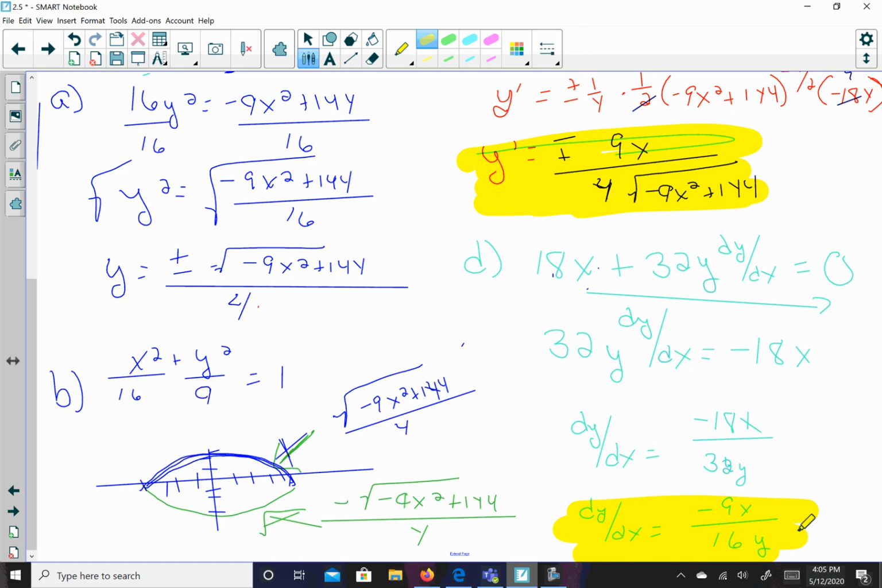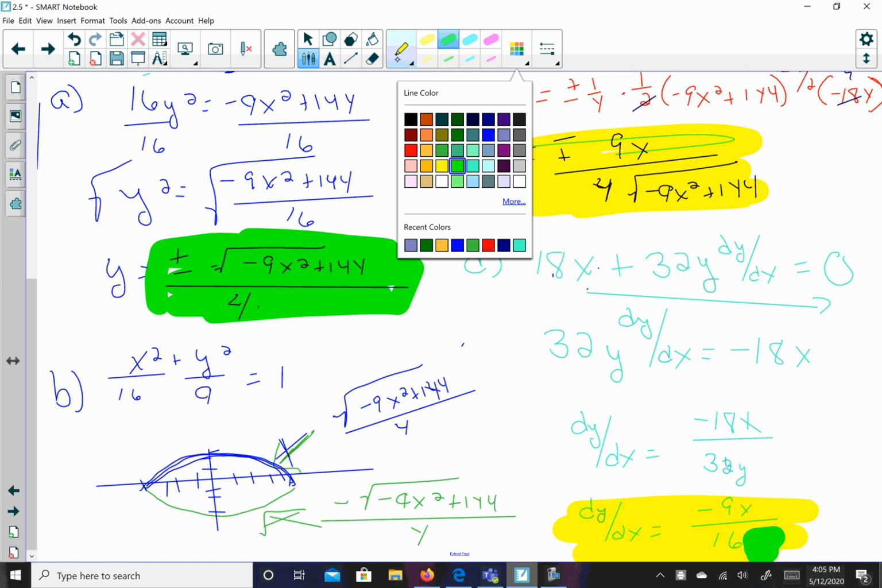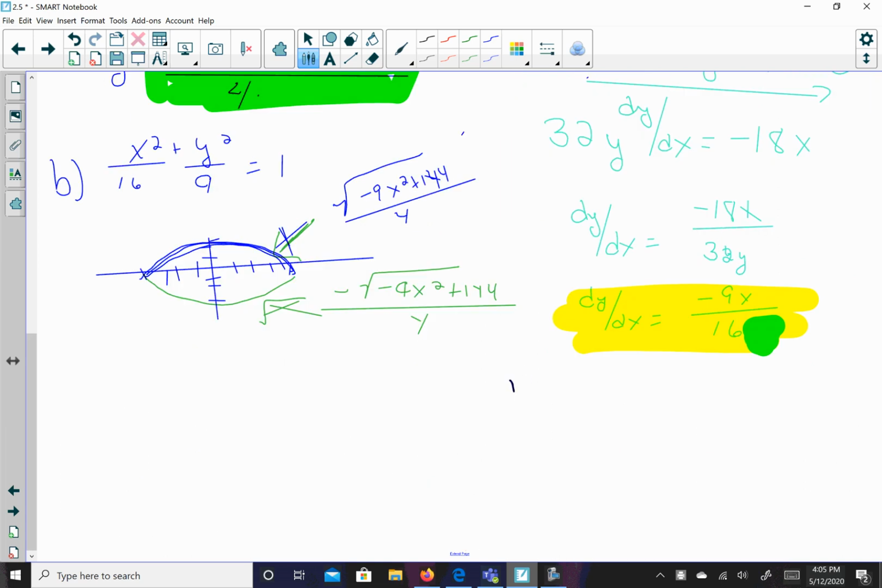I'm saying, well, the only thing that looks alike is that 9x in the numerator, but this 16y and this look nothing alike whatsoever. But that's because, fun fact, you have this y here, and this y is equal to this y over here. So now I'm going to have to substitute this in for y to show that they are the same. So let's pick a different color. So much fun.